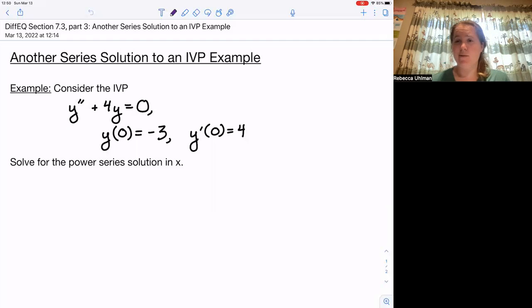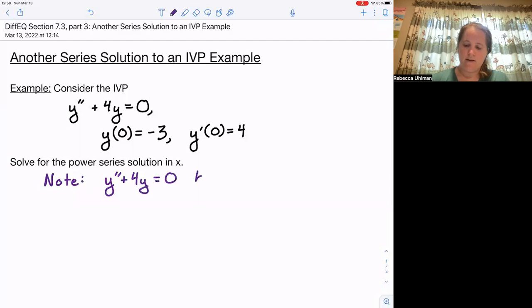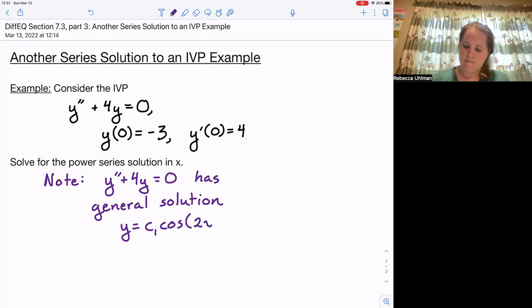So this is an IVP that we can obviously just solve using techniques we learned earlier in this course. We're going to go ahead and just practice our series solution techniques and see what happens. And then we can check and see if it matches the actual solution. So note, y double prime plus 4y equals 0 has general solution y equals C1 times cosine of 2x plus C2 times sine of 2x.